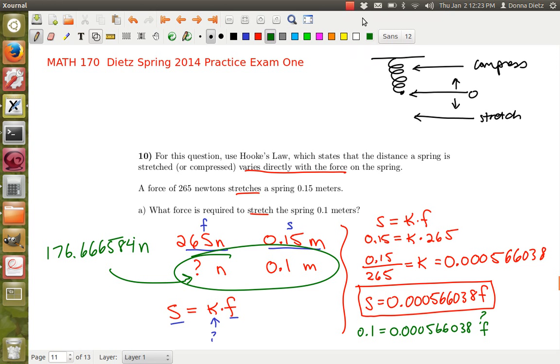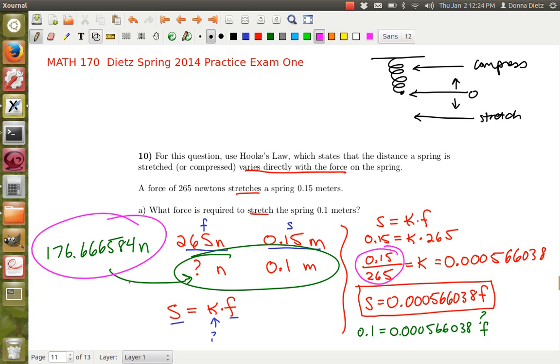The other thing you could have done is you could have just kept this fraction in your formula. You could put S equals 0.15 over 265 times force, and that would have hurt you nothing. That would be totally fine. So here's the answer to the first question.